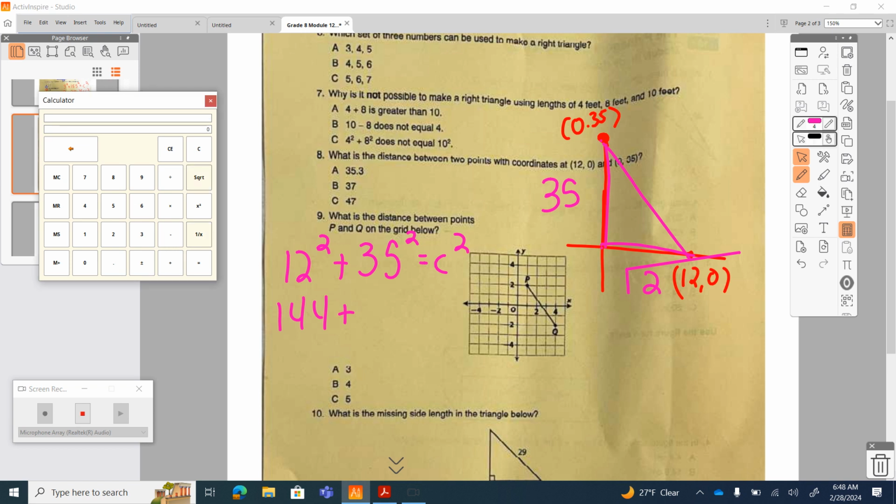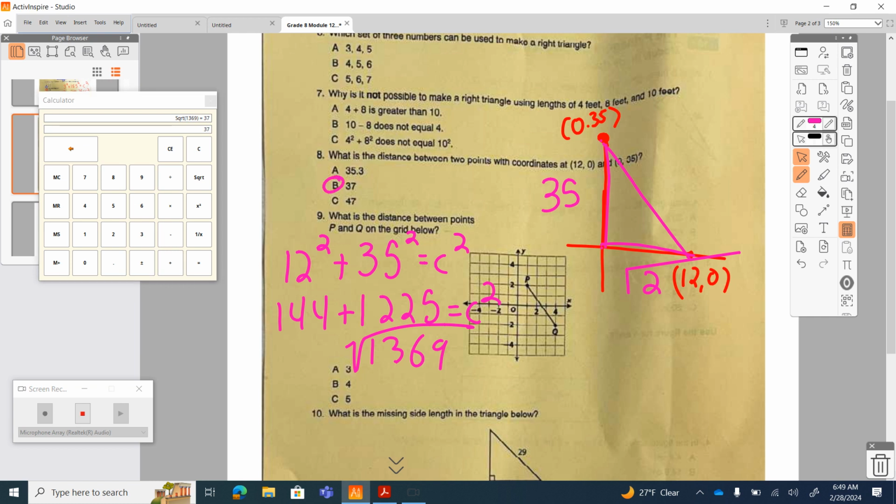35 times 35 is 1,225. I'm going to add 144 to that. I get 1,369. I'm going to square root it, and I get 37. Okay?